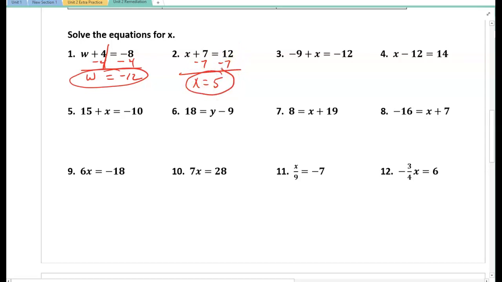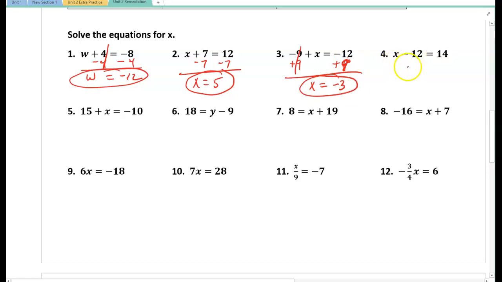And we are done. Now here, although we read this as negative 9 plus x, if I read that as addition and I subtract 9, does negative 9 minus 9 give me 0? No. What you have to understand is since this is negative 9, what I have to do is add 9 to both sides. So I'm going to add 9 here, add 9 here. Now those add up to 0, and x equals negative 12 plus 9, which is negative 3.